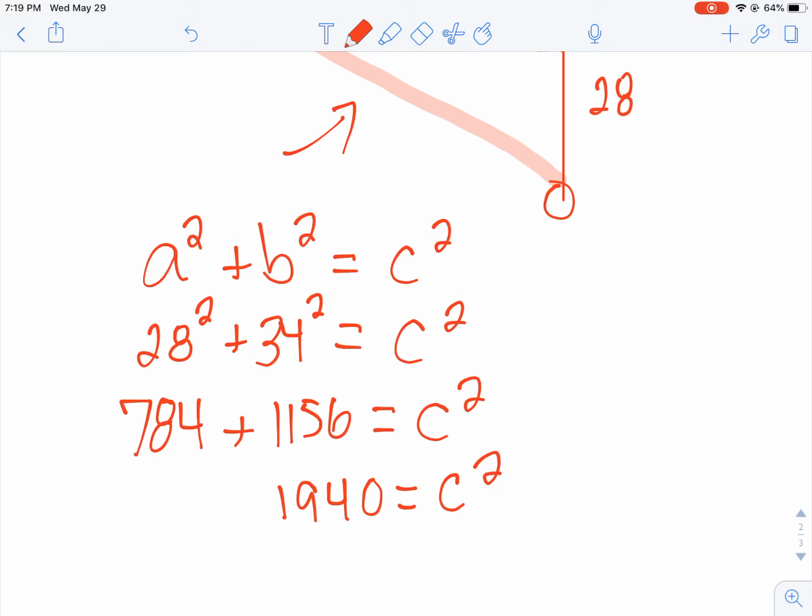Now, get rid of my exponent here. I can find the square root of each side. And that leaves me with the square root of 1,940 equals c, which I do not think is a perfect square. I'm willing to bet that that is not a perfect square. I'm just going to double check myself. Yeah, it is not. It ends up being close to 44. But this is all you'd have to leave. You don't have to simplify your radical or anything here. But that is how you do it.